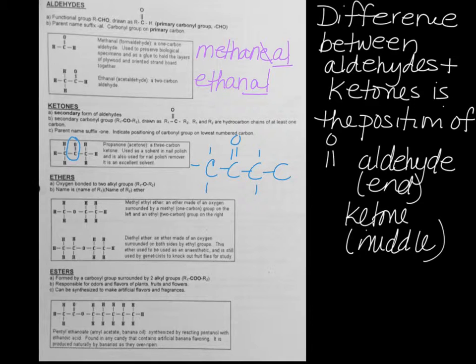So now I would have to give a location of this. So I would number this from left to right. So this would be 1, 2, 3, 4. So my functional group is on my second carbon. So this would be 2-butanone. It ends in O-N-E because it's a ketone, and the 2 tells me the location of the double bonded oxygen.